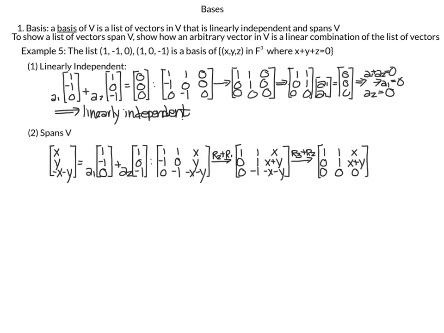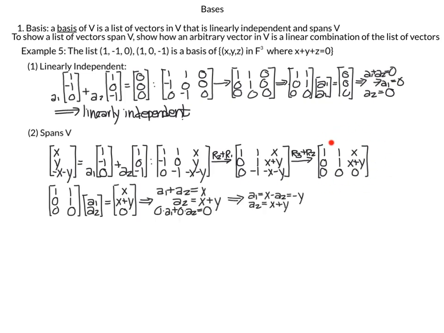This first step I did is I replaced R2 with R2 plus R1, so I added these two rows together to get this one. For my second step, I replaced R3 with R3 plus R2, so I get this matrix here. And this is my row-reduced matrix. Putting this back into vector form, I have my coefficient matrix 1, 0, 0, 1, 1, 0. My variable A1, A2 is equal to, over here I have my solution x, x plus y, and 0.